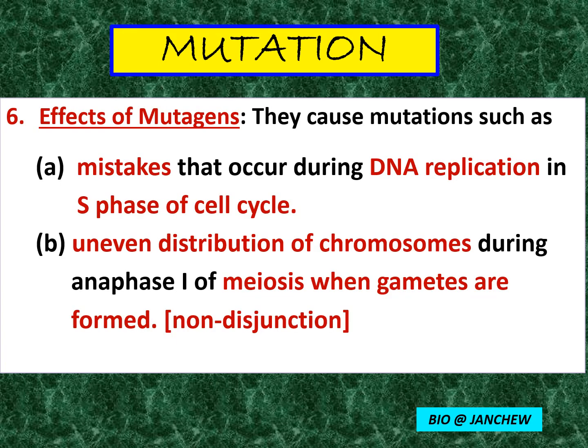Now, what are the effects of the mutagens? So they cause mutations or changes such as mistakes that occur during the DNA replication in the S phase of the cell, during the interphase period of the cell. During S phase when DNA is being replicated or the chromosome is being duplicated, mistakes can be made if a person is exposed to the mutagens.